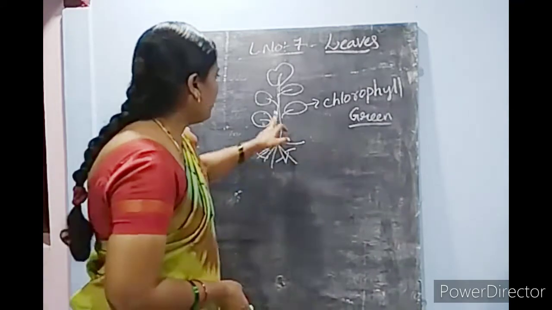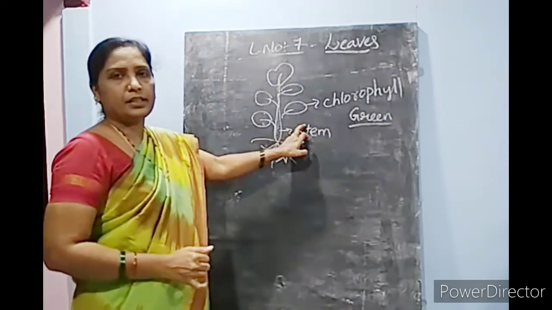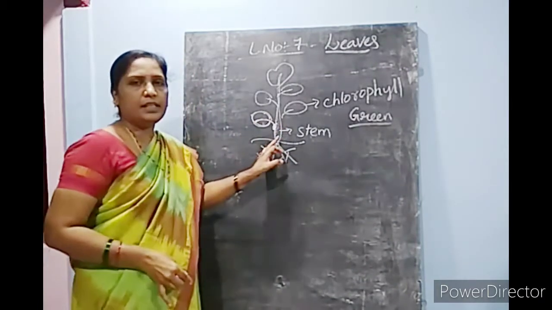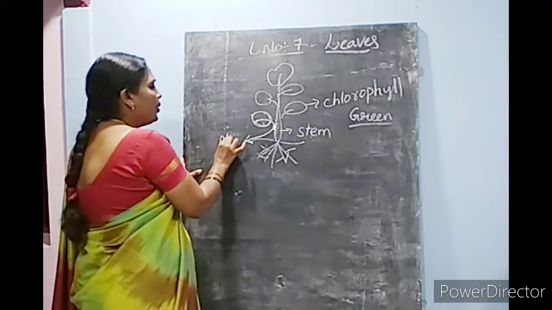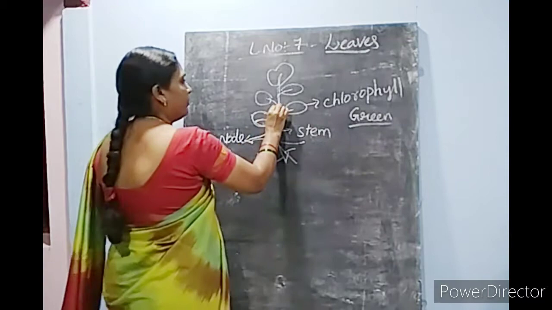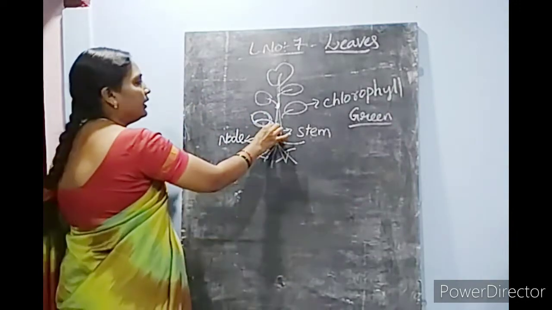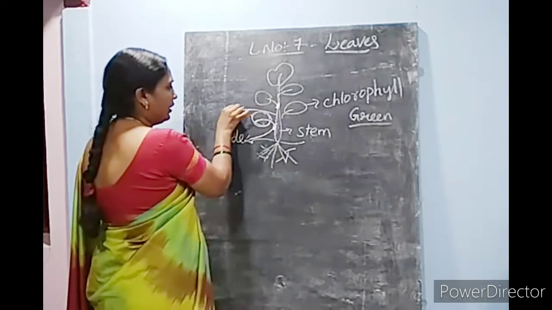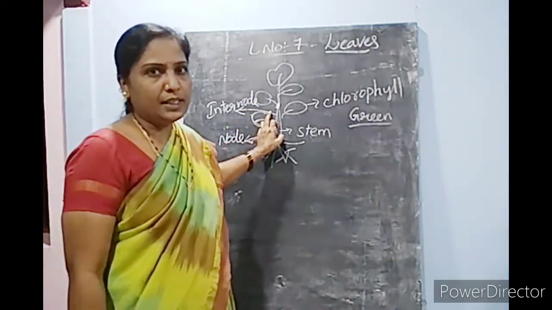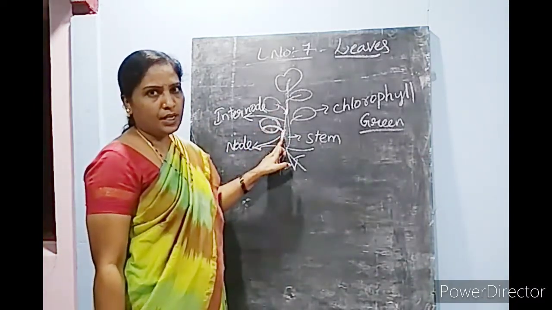Okay. So now these leaves, they are arranged on the stem, they come from the stem. The place from where the leaf is arising is known as node. From the node, the leaves are arising. There is a little gap between one node and the other node. This gap is known as internode. The leaf from where it is arising is node, and the gap between two nodes is known as internode.